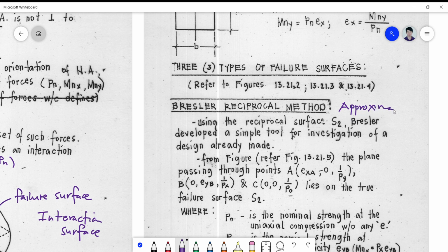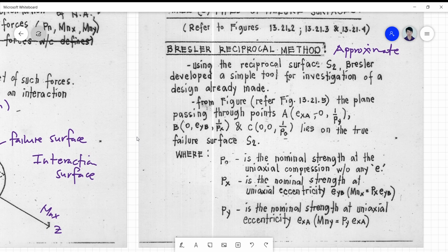If you have a computer, it is much better if you can make a program of your own to deal with the actual failure surface that we are discussing here. From the figure, I will show you the figure later, the plane passing through the points A, B, and C is defined. It's just like defining coordinates x, y, and z in terms of the reciprocal values, because instead of having a force, we have the reciprocal of the force here.